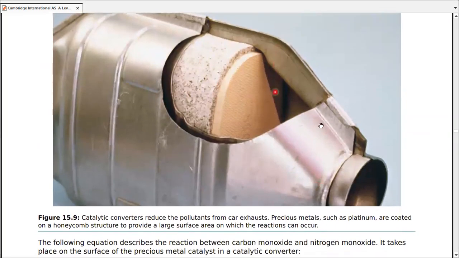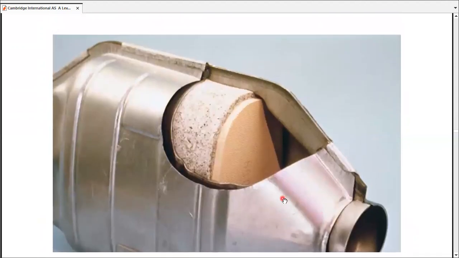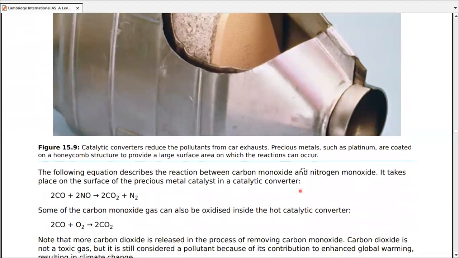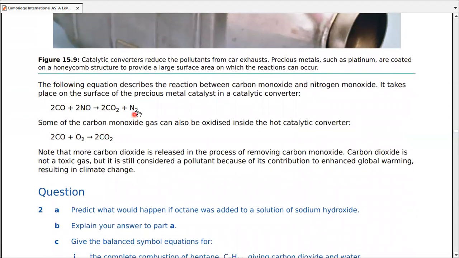Now, don't forget the structure of a catalytic converter, which can work. Remember, precious metals such as platinum or rhodium or their alloys are used in a honeycomb structure to provide a large surface area on which these reactions can occur. So, a side view can give you the idea. I've already completed these equations, so this shouldn't be a problem.